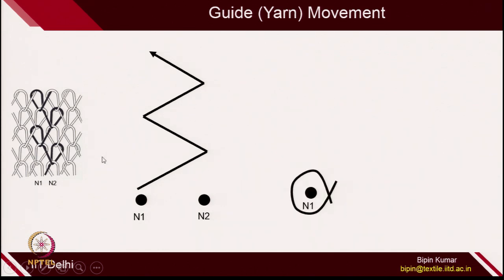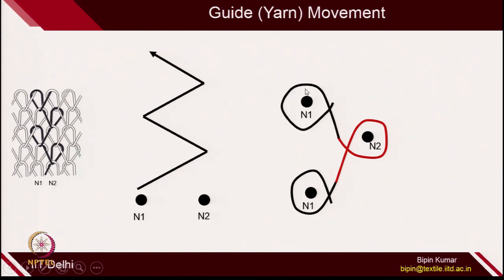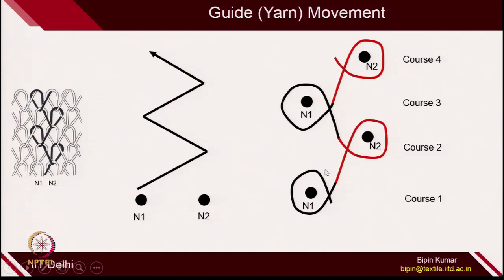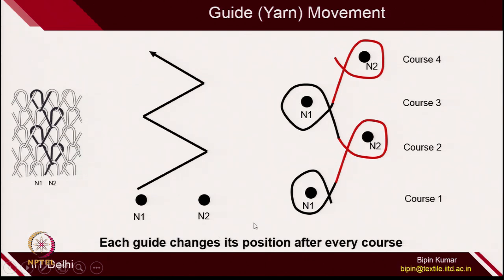First it makes the loop on N1, then on N2, then on N1, then again N2. This is how each individual guide attached to that guide bar follows this sequence. Each guide on the machine will be switching from one needle to the other in alternating courses. In the first course it is with N1, and in the second course the same guide moves to the N2 needle. So, each guide changes its position after every course.